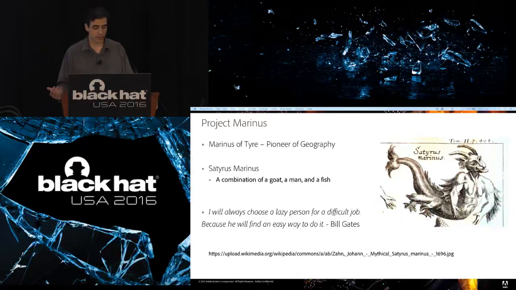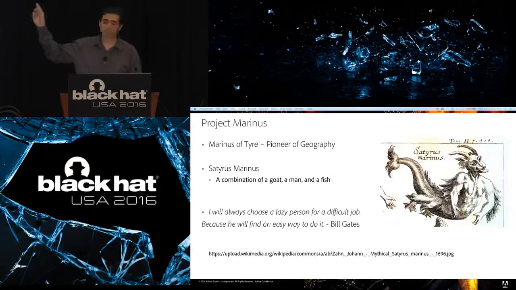I've been working on a side project at Adobe, which I've called Marinus. Marinus was one of the founders of geography. There's also a satyr called Satyrus Marinus, which is a combination of a goat, a man, and a fish. When I was putting all these data sets together to try to get a picture of the company, it felt like it was making as much sense as putting together a goat, a man, and a fish. I can't go with man, bear, pig because South Park already had that. But when you're up at 3 in the morning staring at the data, that's the face you end up with when you're trying to make sense of it all.